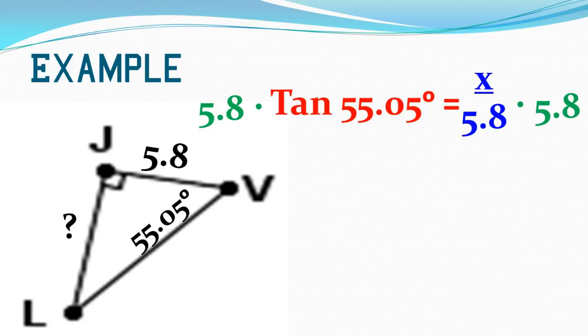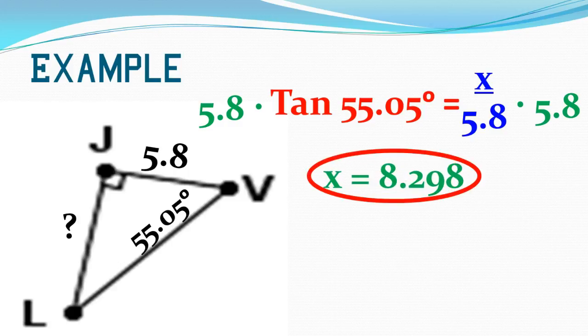If I do that on the right, it cancels things out. Now be careful, when I'm typing this into my calculator, I'm not typing 5.8 times 55.05, I'm typing in 5.8 times tangent of 55.05. So when I type all that in, I get a final answer of x equals 8.298.